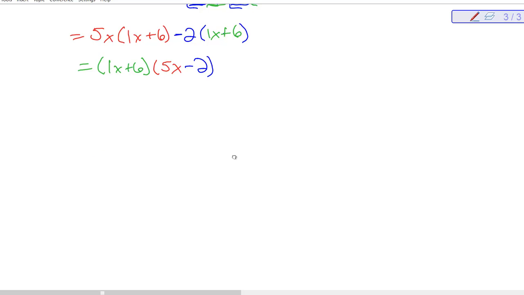Now let's look at one where we have a greatest common factor prior to the actual factoring process. Let's look if we have 6ab squared minus 18ab minus 6b to the fourth plus 18b to the third.